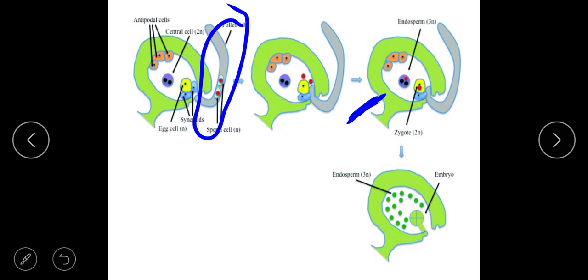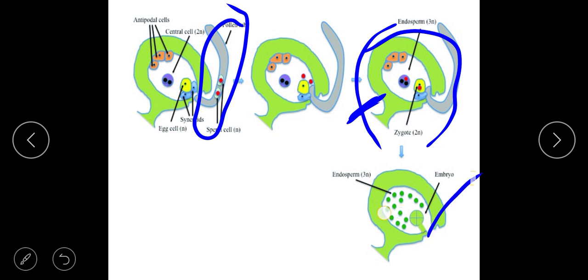So syngamy is the fusion of male and female gamete to form the zygote, and the triple fusion means the fusion of two polar nuclei with one of the male nuclei, resulting in a triploid nucleus. This together is termed double fertilization. As a result of double fertilization, the antipodal cells and synergids all disintegrate. The only surviving ones are the PEN, the primary endosperm nucleus, as well as the zygote. The zygote develops into the embryo, whereas the primary endosperm nucleus develops into the nutritive tissue known as the endosperm.